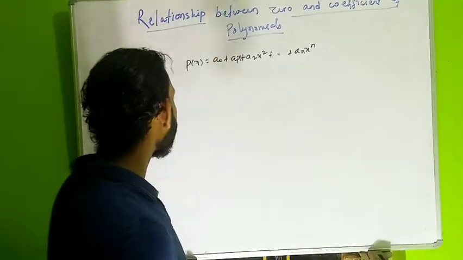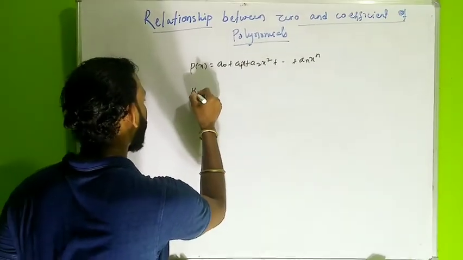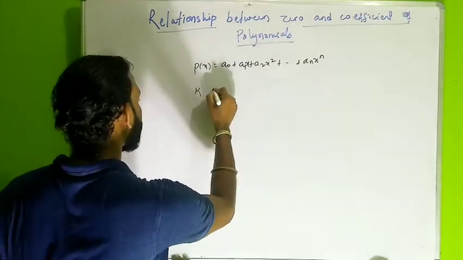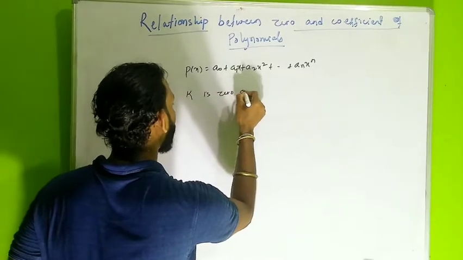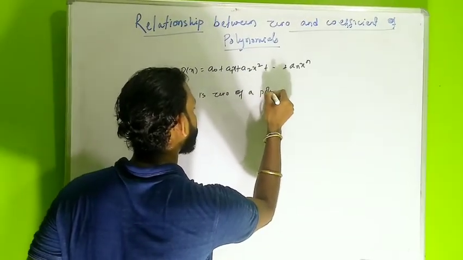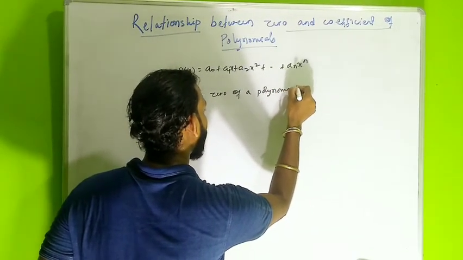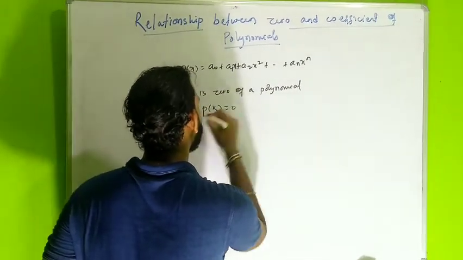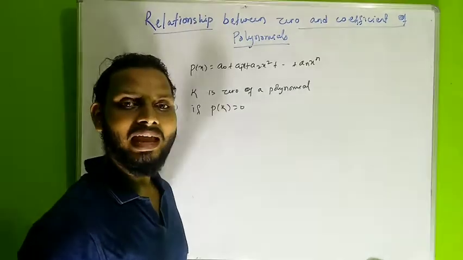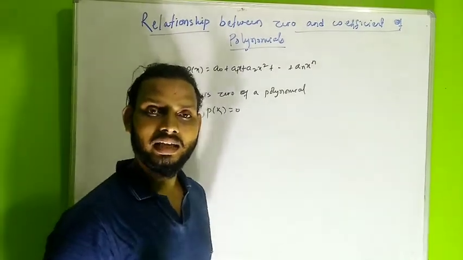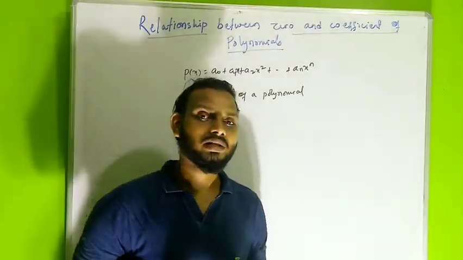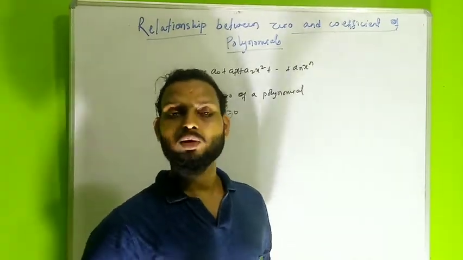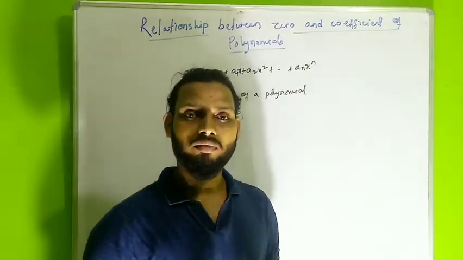So now, what is the zero of the polynomial? I will say k is a zero of a polynomial if p of k is equal to 0. If the value of the polynomial p of x at k is equal to 0, then I will say k is the zero of the polynomial p of x.